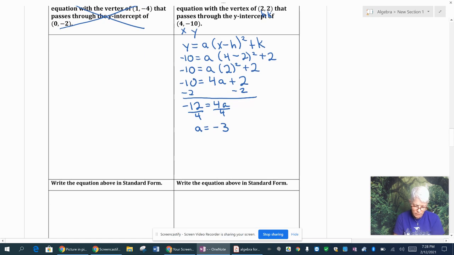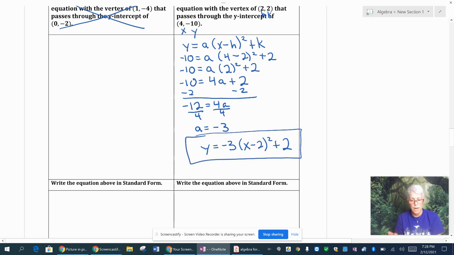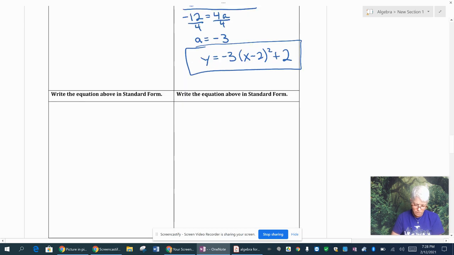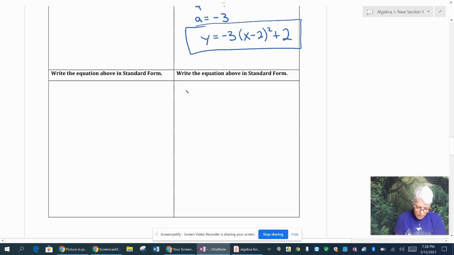So when I put this back into the equation, I leave off the x and the y. I put in the negative 3. Again, I leave off the x, and the h and the k are just 2. So it looks like this. Bam. Vertex form. Bam. All right, let's keep going. y equals negative 3. Now I'm going to expand this out. (x minus 2) squared plus 2.